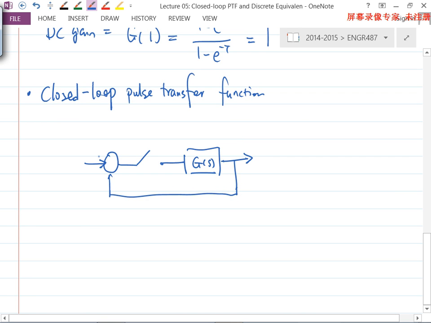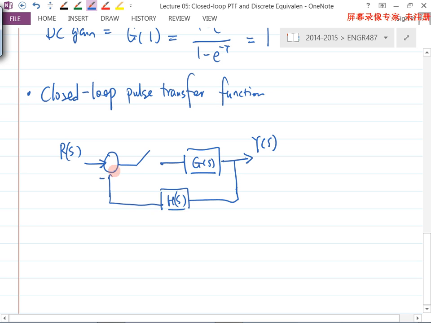Okay, so let's say I have, let's put a block here, a closed loop system. It's a sampled data system. Basically, it's a mix of continuous and discrete blocks. The input is R of S, the reference input, with negative feedback. The output is Y of S.